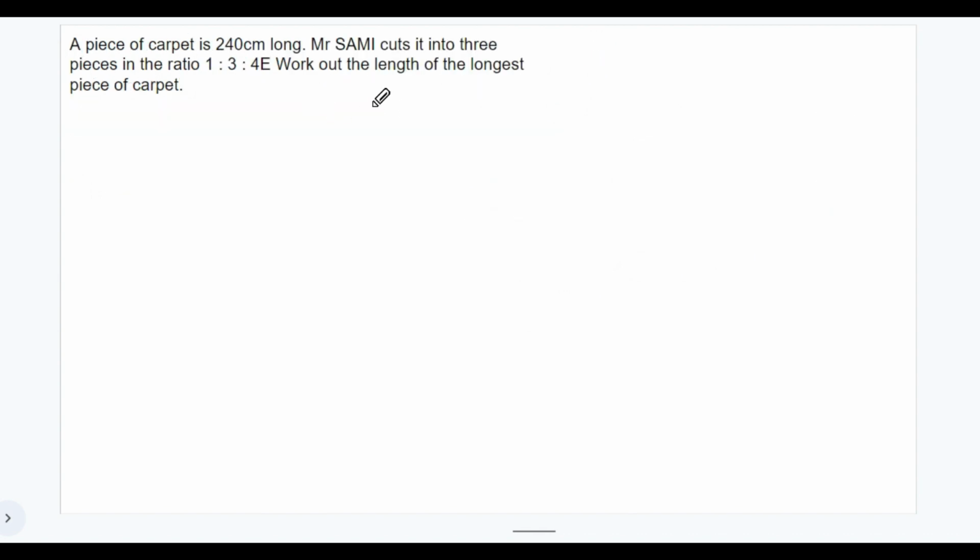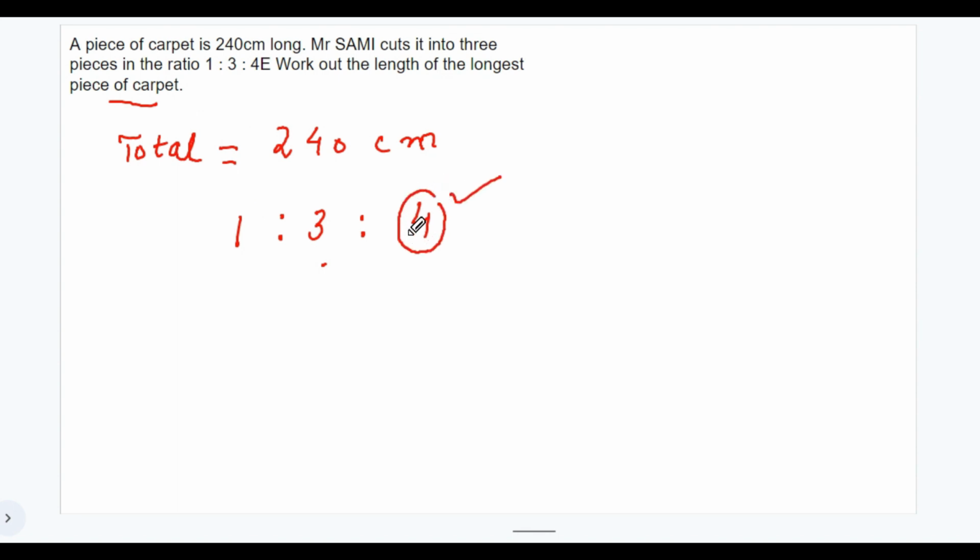Okay, now look at this question. A piece of carpet is 240 centimeter long. Again, you are given the total length of the carpet. Mr. Sami cuts it into 3 pieces in the ratio 1 to 3 to 4. Work out the length of the longest piece of the carpet. You can see that the longest piece will be the one having 4 shares. So this is a piece of carpet, and it is 240 centimeter long.